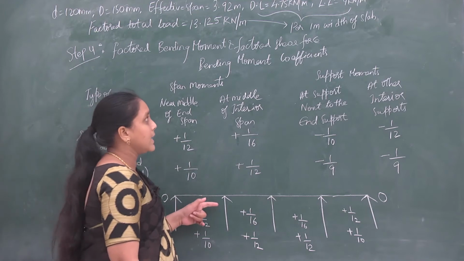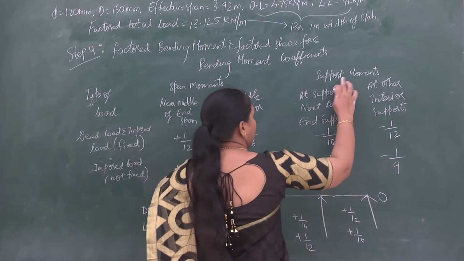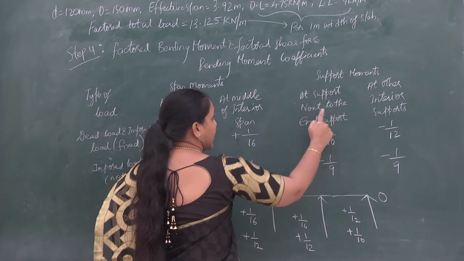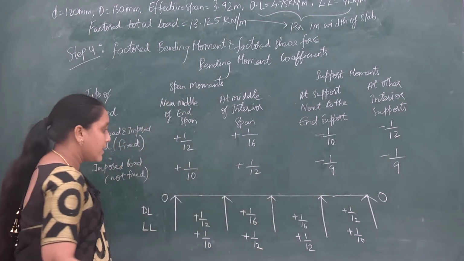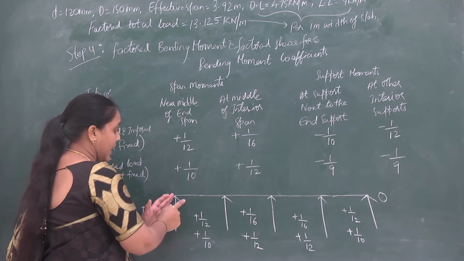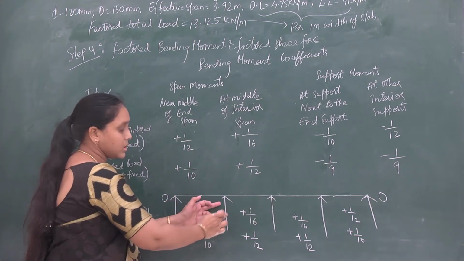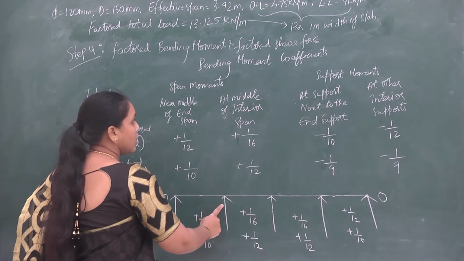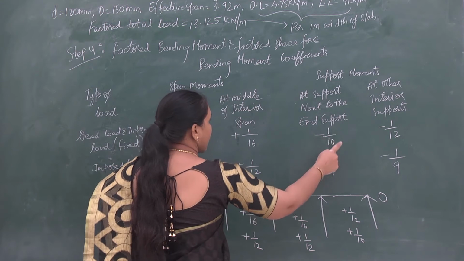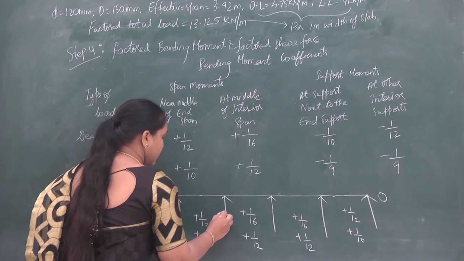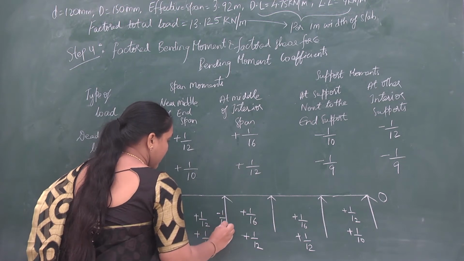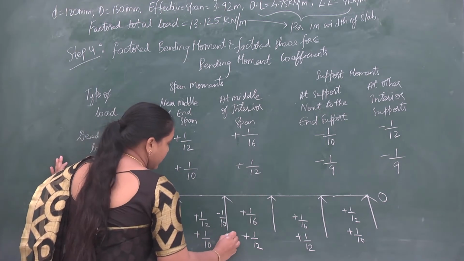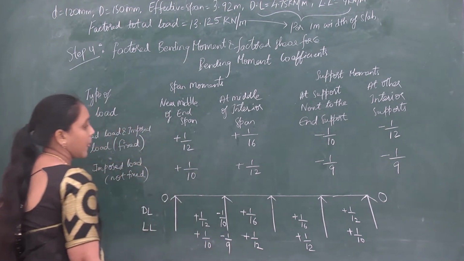Now we are calculating the bending moment coefficients at the supports, that is the support moments. At the support next to the end support. What is the end support? This is the end support. The next support to this is this one. So here what will be the dead load coefficient? The dead load bending moment coefficient is minus 1 by 10, and the imposed load coefficient is minus 1 by 9.